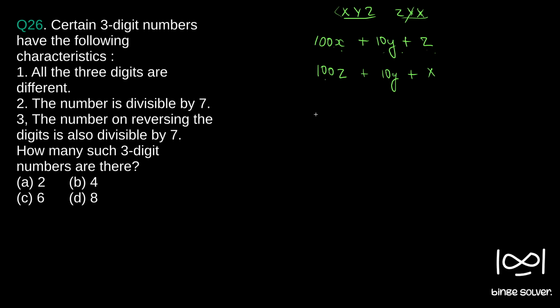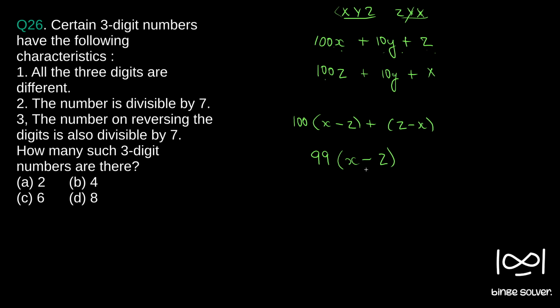So on subtracting, we have 100x minus 100z, the 10y minus 10y cancels out, plus z minus x. Further simplifying, we get 99 into x minus z. This is the difference. This is also divisible by 7, since these two numbers are divisible by 7.